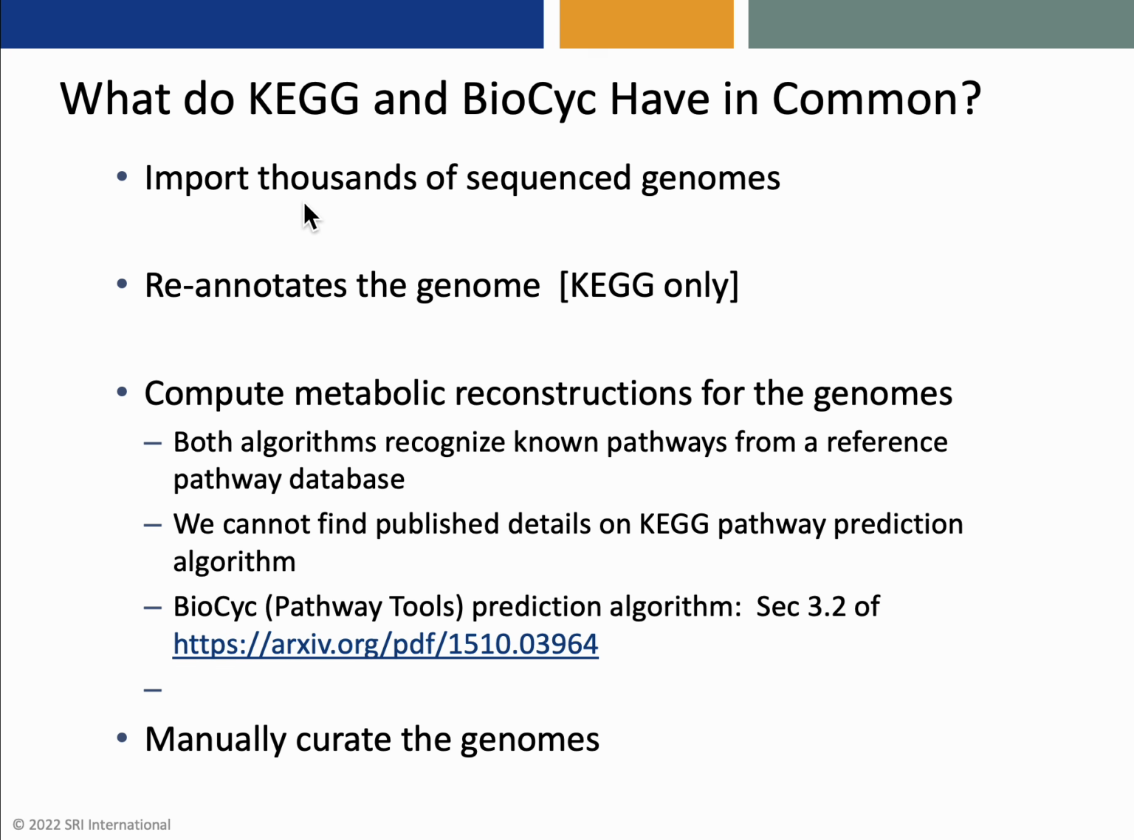when KEGG downloads a genome, KEGG then re-annotates the genome. It changes a number of protein functions in the genome, for example, which BioCyc does not do. We download genomes from RefSeq, and we keep all the predicted functions as they are, except during the curation process.